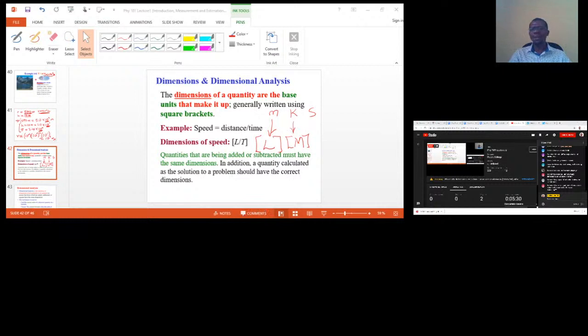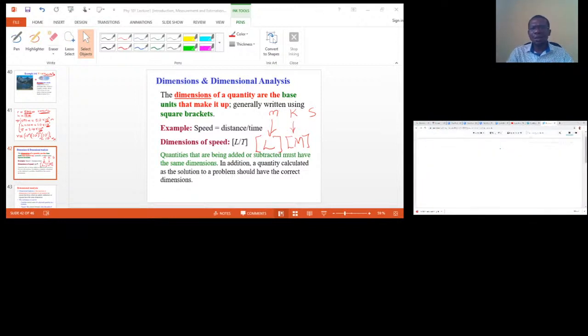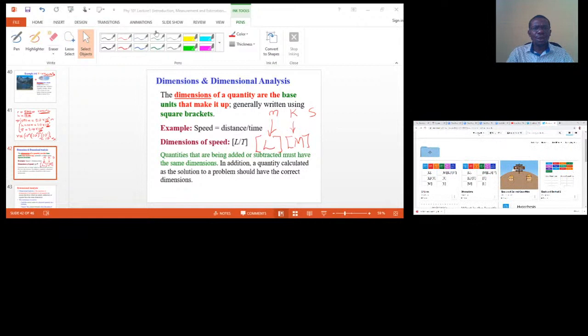Let me give you another exercise on dimensional analysis, because here I received a lot of queries, which meant that the students didn't understand. So I have an exercise on dimensional analysis where we are just going to do something.